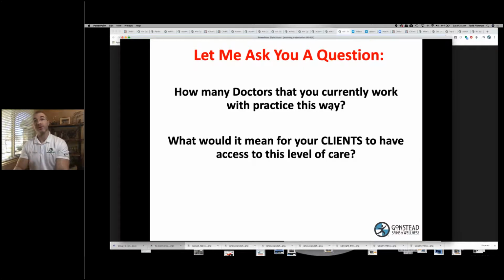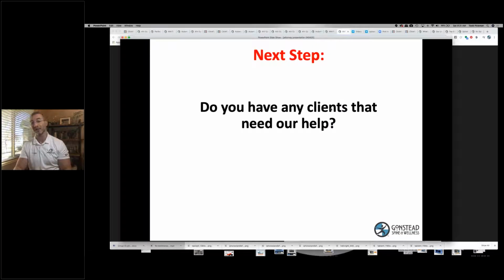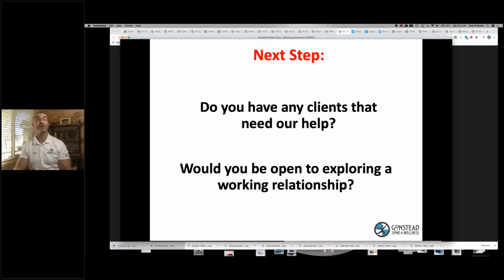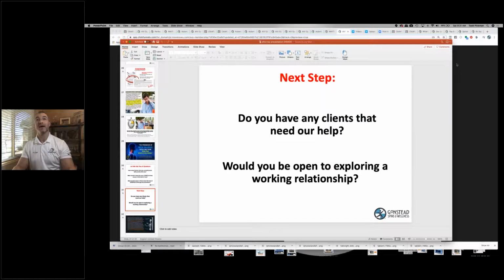And then what would it mean for your clients to have access to this level of care? What do you think? And then also, what would it mean to you to have this level of expertise and thorough documentation? And then next step, do you have any clients that need our help? Yep, anyone, right? And then would you be open to exploring a working relationship? Right, obviously. Cool. And then I exit out of it, talk for a couple more minutes.